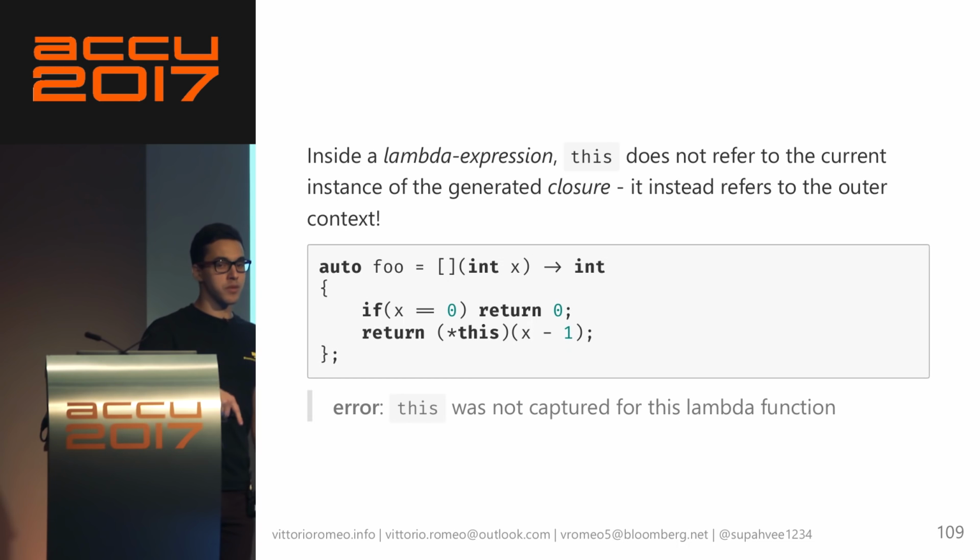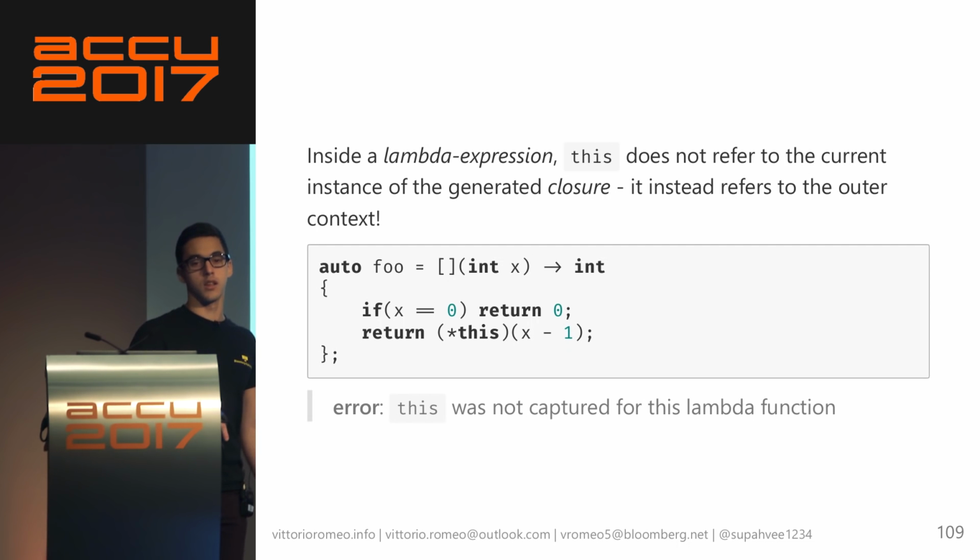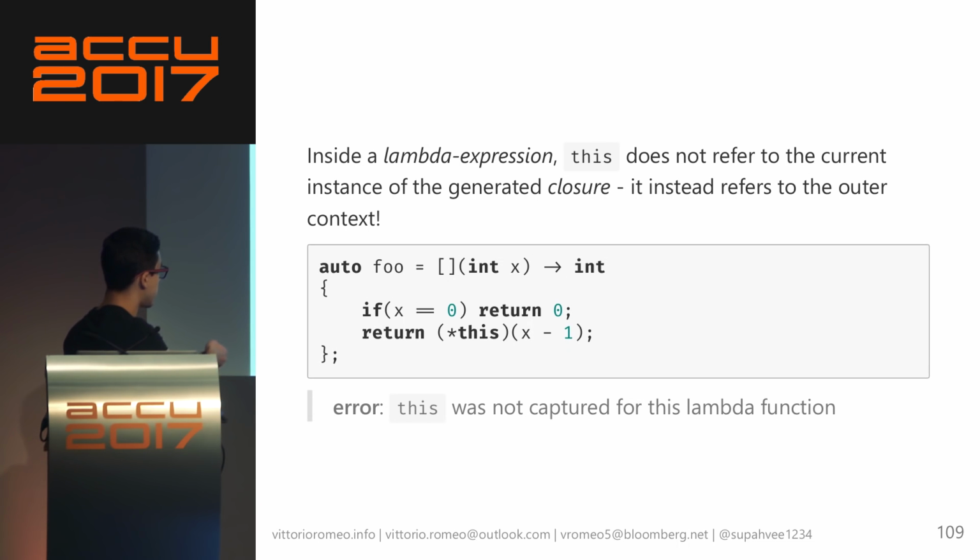But inside a lambda expression, this has a different meaning. It does not refer to the current generated closure, so it does not refer to the struct that's been generated through the lambda expression. It actually tries to refer to the outer context. You might have encountered this a lot when you try to use a lambda expression inside a class. When you use this inside the lambda expression, you are actually referring to the class which contains the lambda expression, not the closure itself. So if you try to do this, you will get this error because the keyword was not captured for this lambda function as it tries to refer to the outer context.